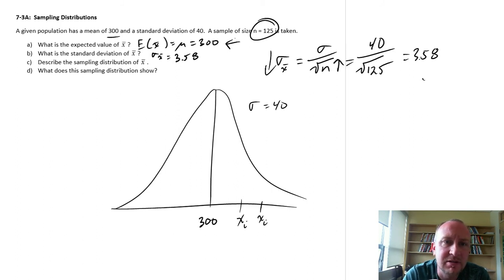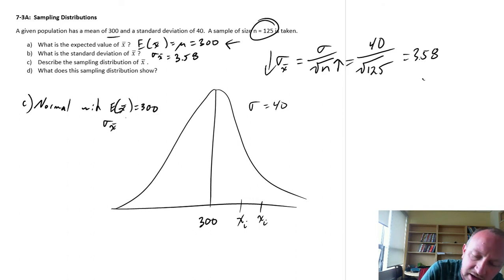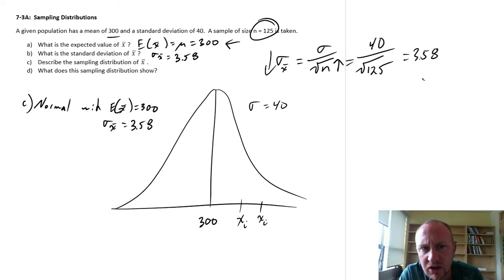Describe the sampling distribution of x bar. So distribution of x bar, I'm going to come down here. It's normally distributed, normal with an expected value of 300 and a standard error or standard deviation of x bar equal to 3.58. So that just gives me the parameters of the sampling distribution of x bar.